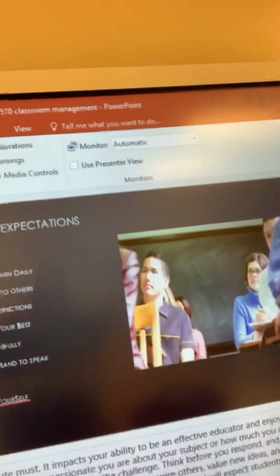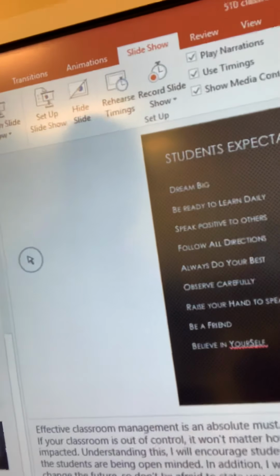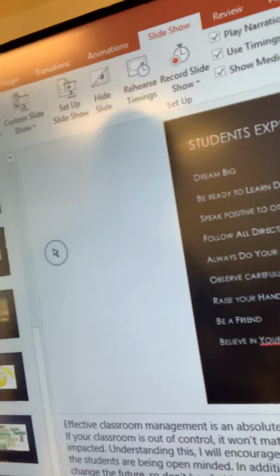And lastly, as I close this out, I talked about the discipline and the technology and everything that could go along with it. But mainly I want my students to understand from an expectation standpoint to dream big at all times, be ready to learn, speak positive to others, always follow direction, always do your best, raise your hands to speak, be a friend, and believe in yourself. And these are things that we do consistently and we talk about and we incorporate anytime.